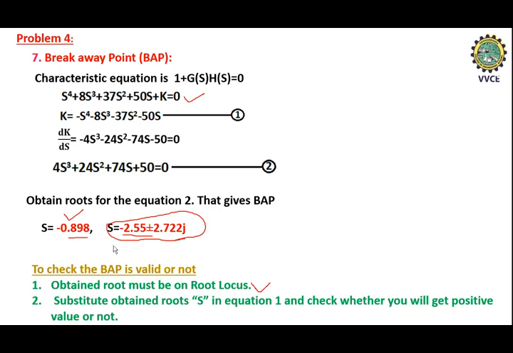The second condition is that you should substitute this s in equation number 1, and you should get a positive value for k. Once you substitute this value, minus 0.898, into this equation, you'll get a positive k. So it is a valid one. The valid breakaway point is s equal to minus 0.898.